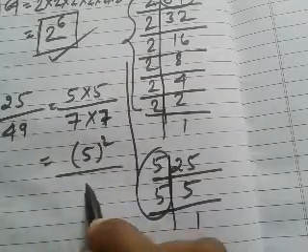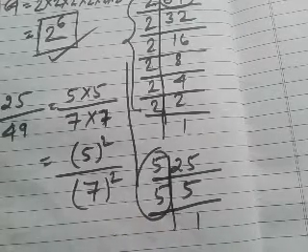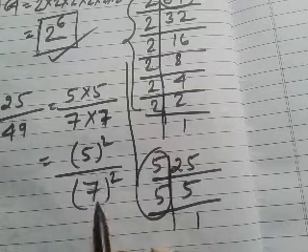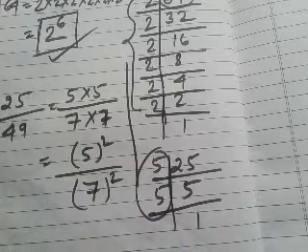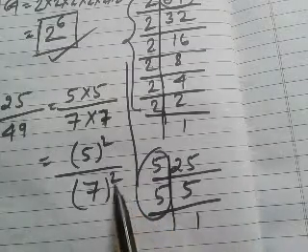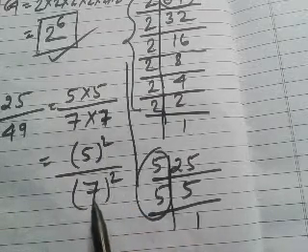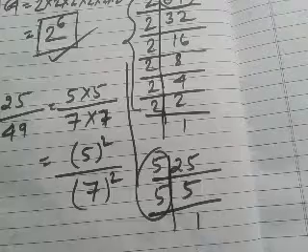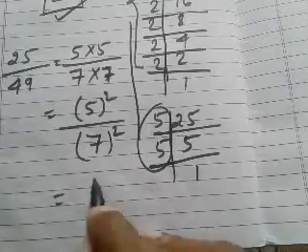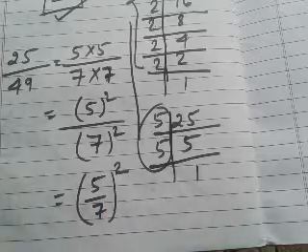And the 7 is repeated 2 times, so 7 is the base and its power is 2. And if a number is written in numerator and denominator form and their powers are the same, as here the power of base 5 is 2 and the power of base 7 is also 2, so we can write this number as a whole, 5 upon 7, and its power is 2.